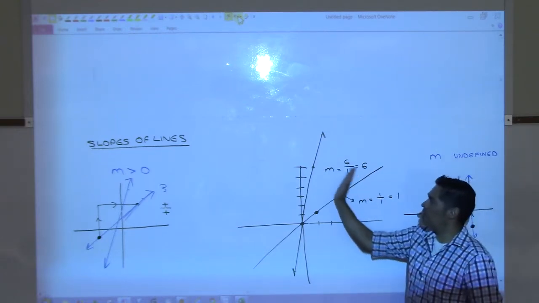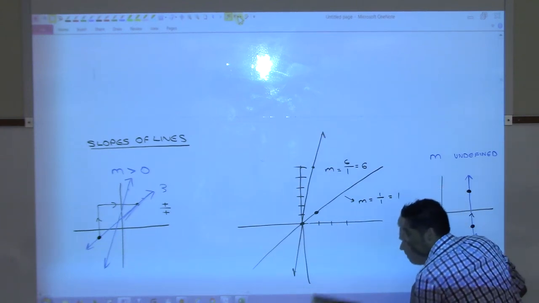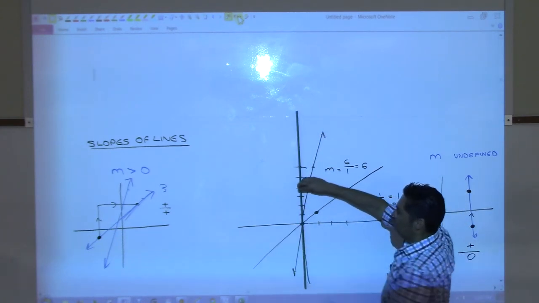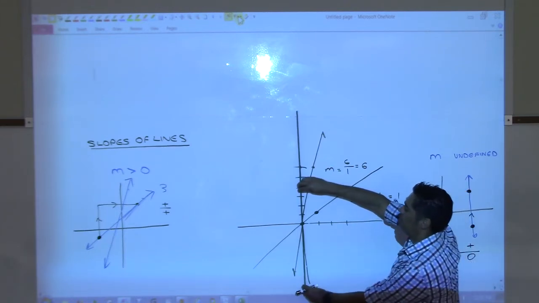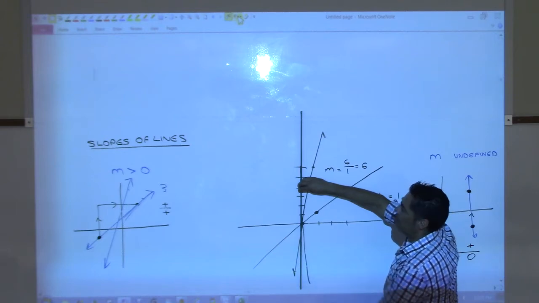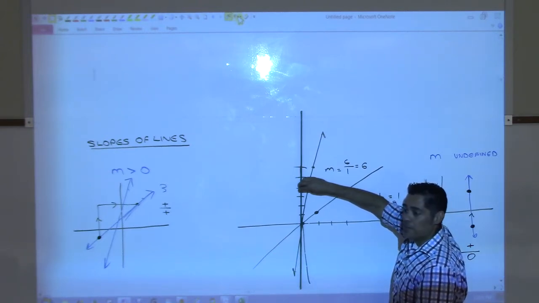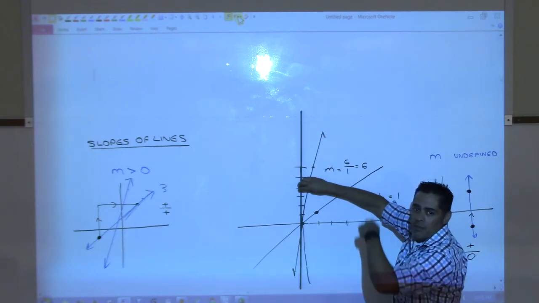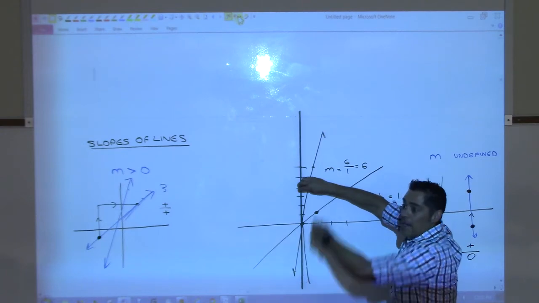So the steeper your line gets, the bigger the number gets. If I had a line that was, okay, that's vertical, right? Vertical, the slope is undefined. But if I just tilt it slightly to the side like that, that's going to have a huge slope. Maybe a slope of 1,000. Up 1,000 over 1. If I go a little bit closer to vertical, maybe it's 1,000,000 over 1.